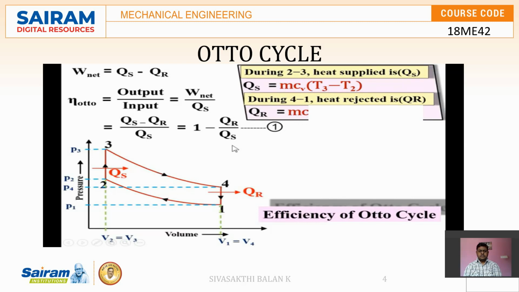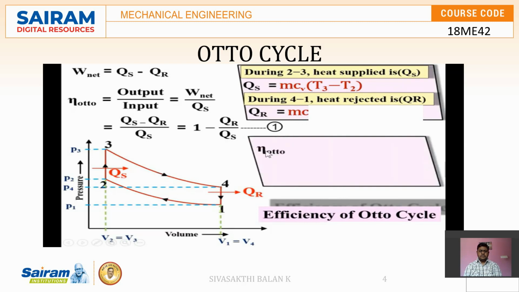So once you have QR and QS, then you can find the efficiency of the Otto cycle from equation number 1. So the efficiency of the Otto cycle is equal to 1 minus QR, that is m Cv (T4 minus T1), upon QS, that is m Cv (T3 minus T2). So here m Cv will be cancelled. So it is 1 minus (T4 minus T1) upon (T3 minus T2). Let's say it is equation number 2.